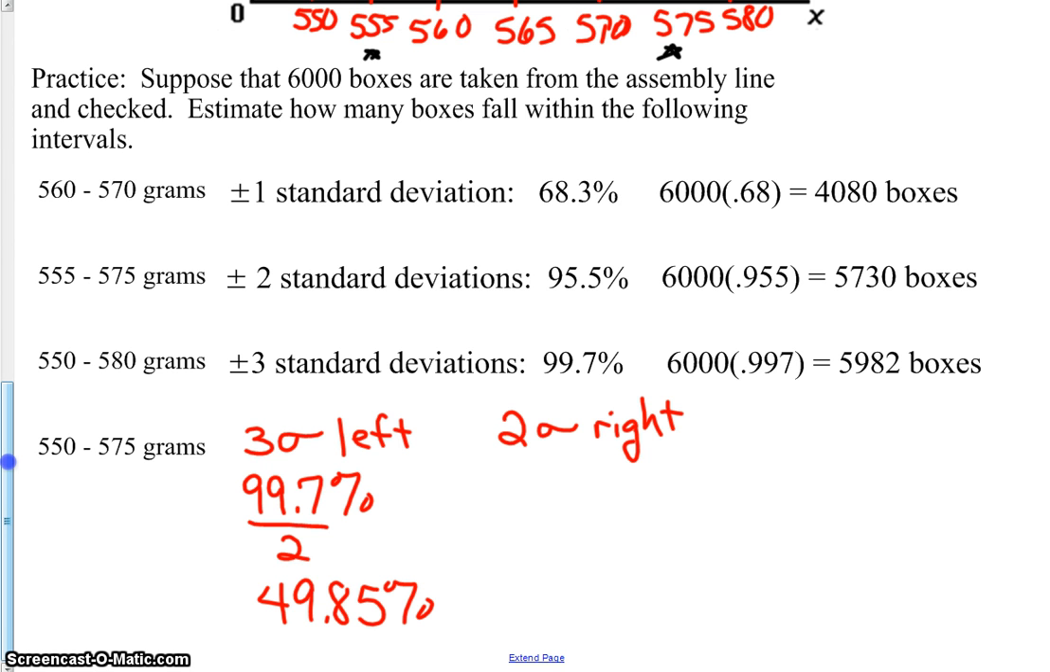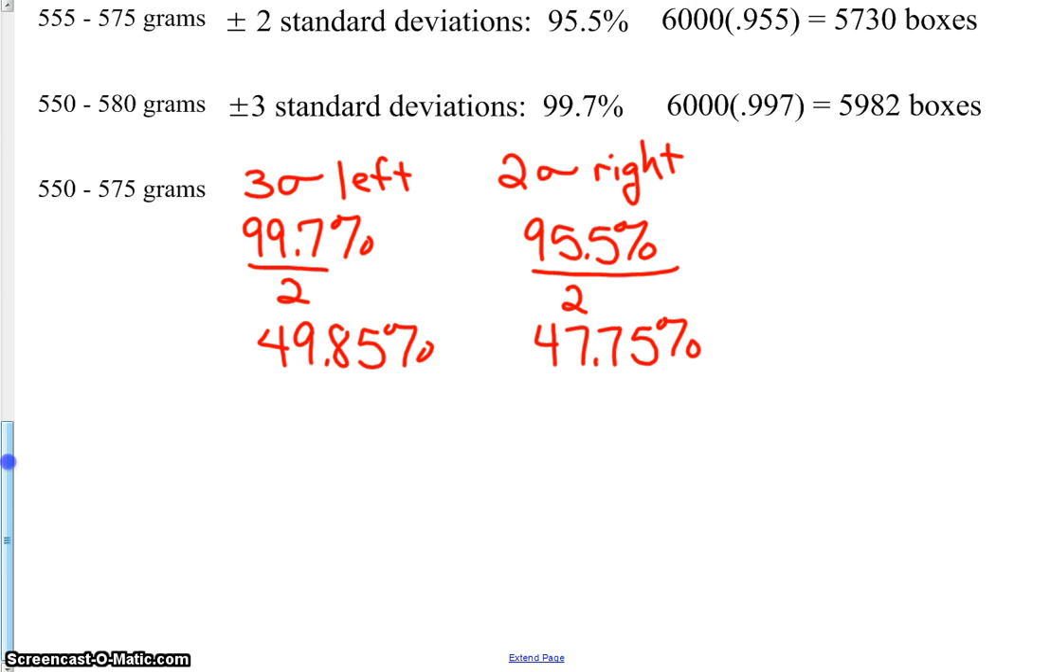Now our 2 standard deviations to the right is 95.5%. But again, because it's only on the right-hand side, we're going to have to cut that in half, and that's 47.75%. Now, I want to know how much that is. Well, I'm going to the left and the right, so I'm going to add those 2 percentages together. When I add them together, I get 97.6%. If you multiply 97.6% times 6,000 boxes, what we end up with is 5,856 boxes.